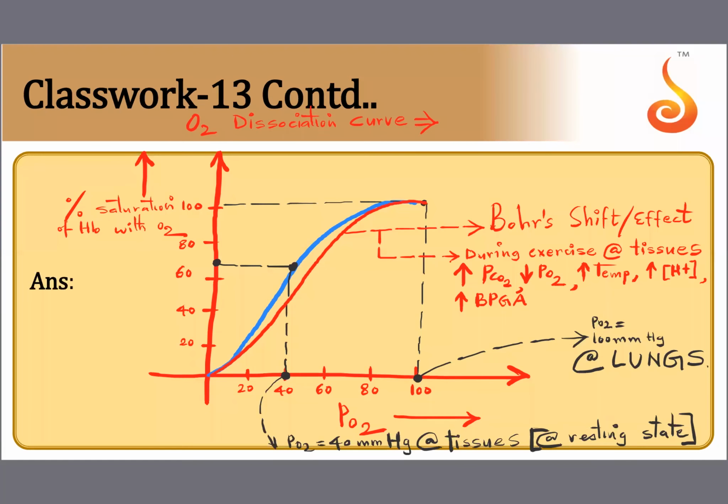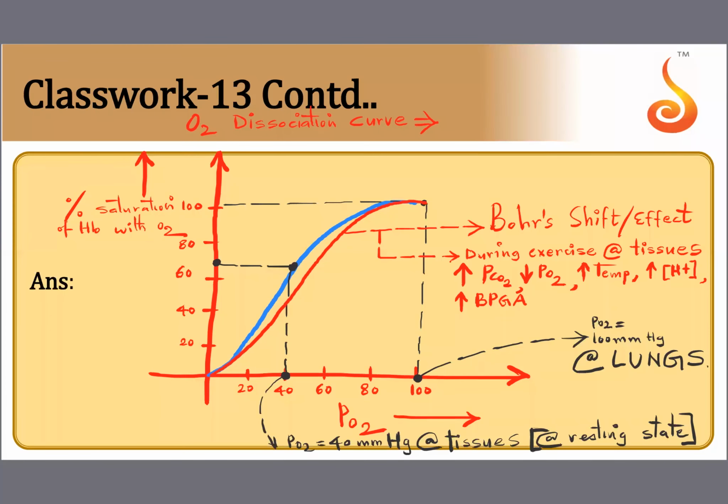And why is there a rise in partial pressure of carbon dioxide? Because your muscles are not at rest. You're either involved in some kind of a mild exercise, or you're involved in some kind of a strenuous exercise, that there is a lot of carbon dioxide getting pulled up in your muscles, in your body tissues. This shift is called Bohr's effect.